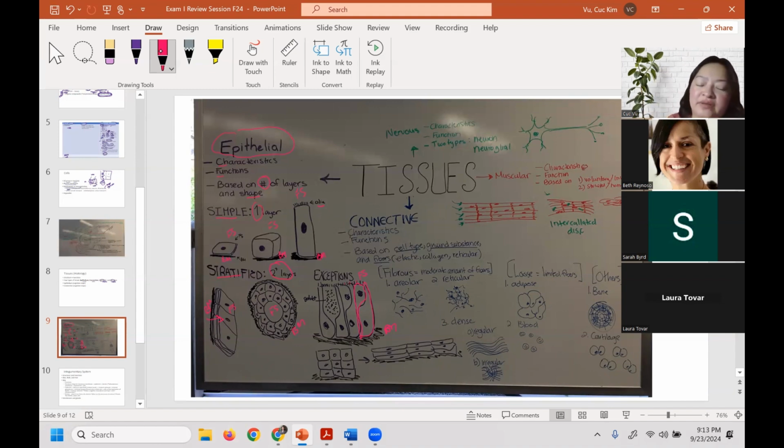Oh, one more exception. This one right here. Originally, it looks like this. This is your urinary bladder, by the way. So when your urinary bladder is empty, it looks like this. What is this? What's number one? Stratified cuboidal? Yes. And when you produce a lot of urine, it looks like this. So what does it become? Squamous? Stratified squamous. That's right.